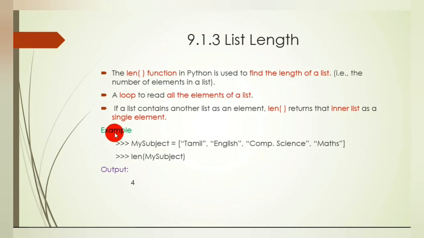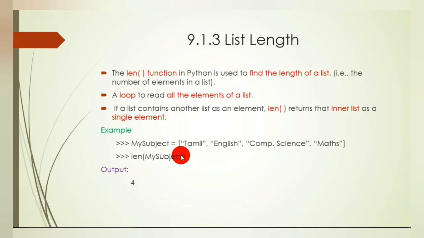Now you can see the example here. my_subject is a variable name, that is the list name. my_subject equals, within square brackets. Why are we using square brackets? Because a list can be created by using square brackets. Here Tamil, English, computer science, maths are the elements present in the list. How many elements are there? 1, 2, 3, 4. Totally four elements are present in my_subject.